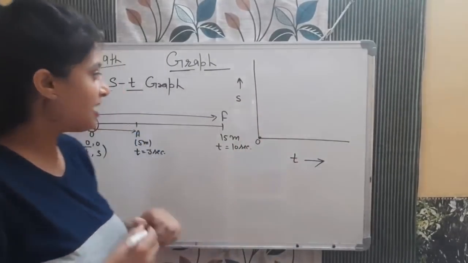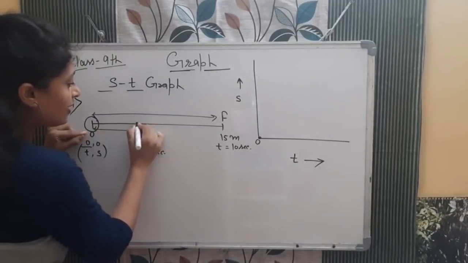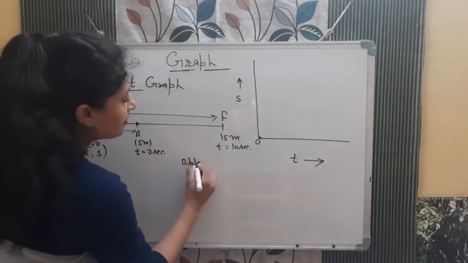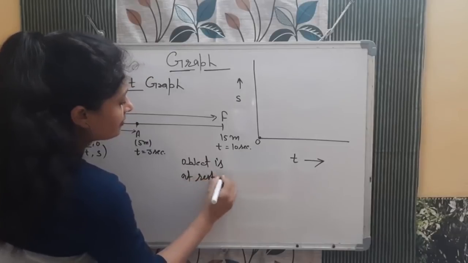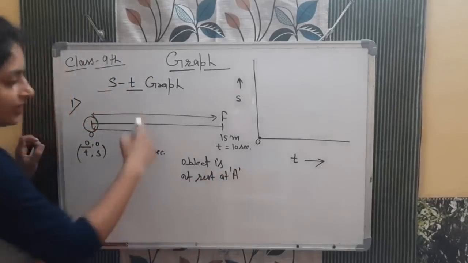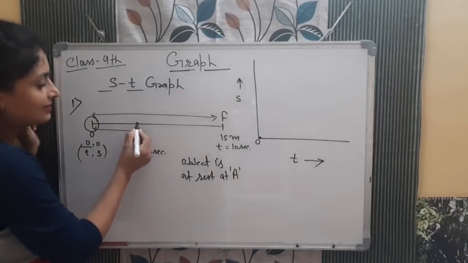But if I say the object starts its journey from O and comes to A and now the object is at rest at point A, then tell me, what will be the graph? Because it is at rest at point A.